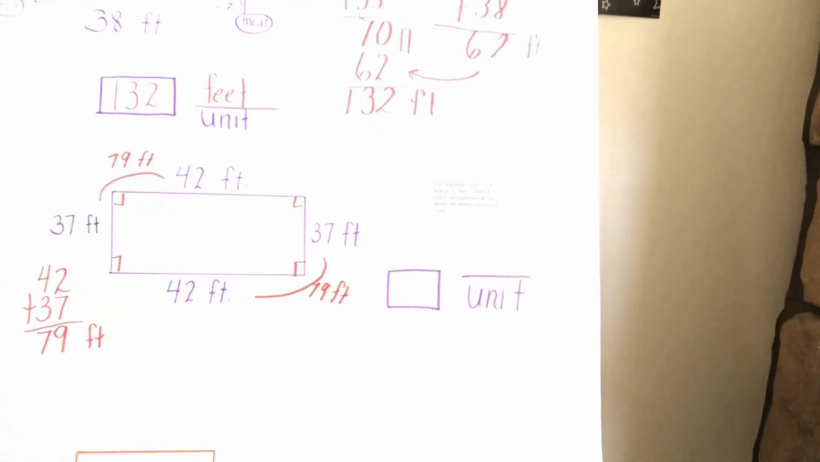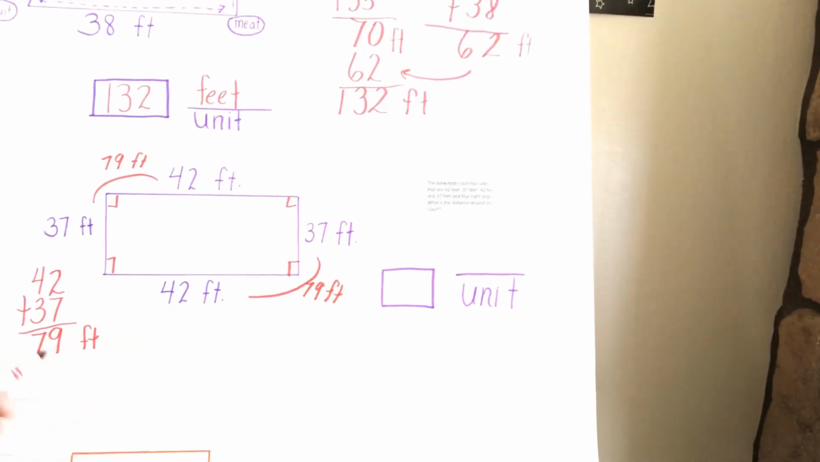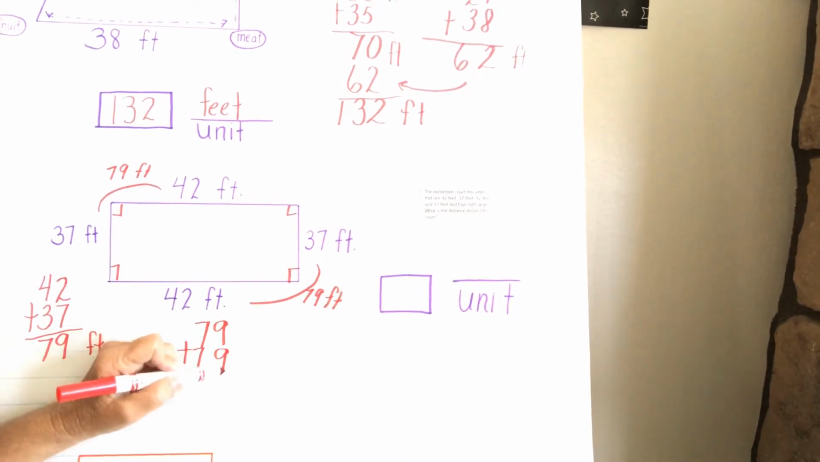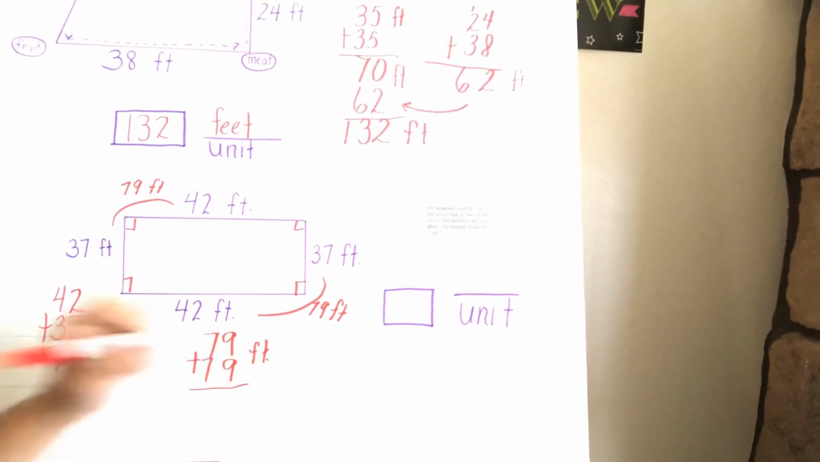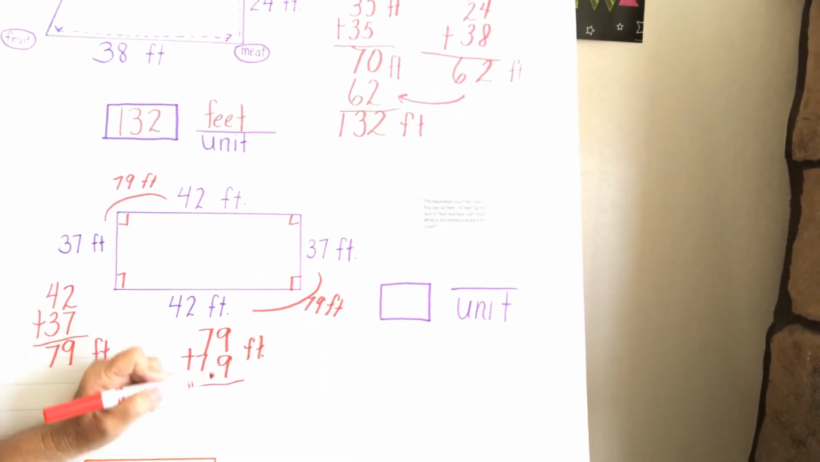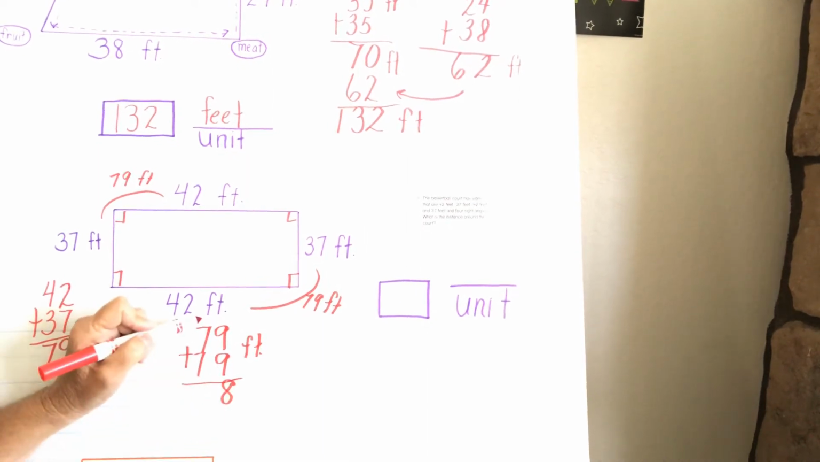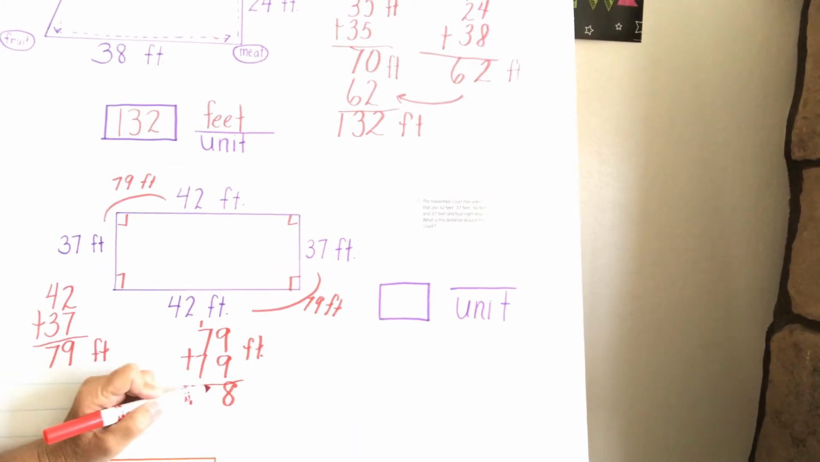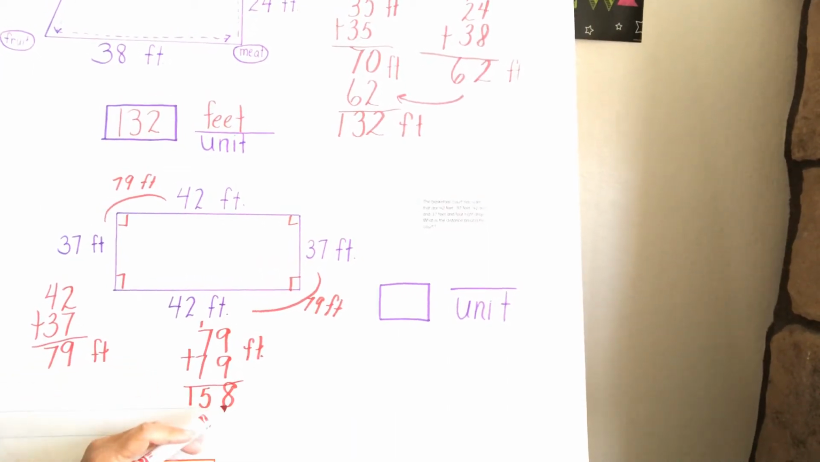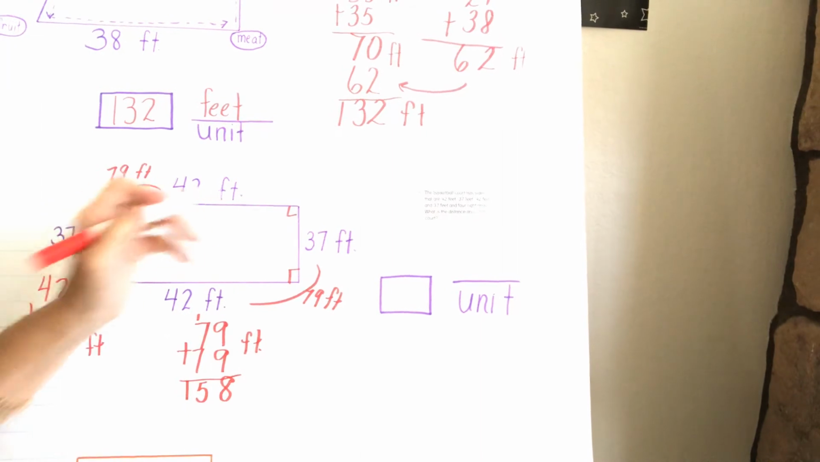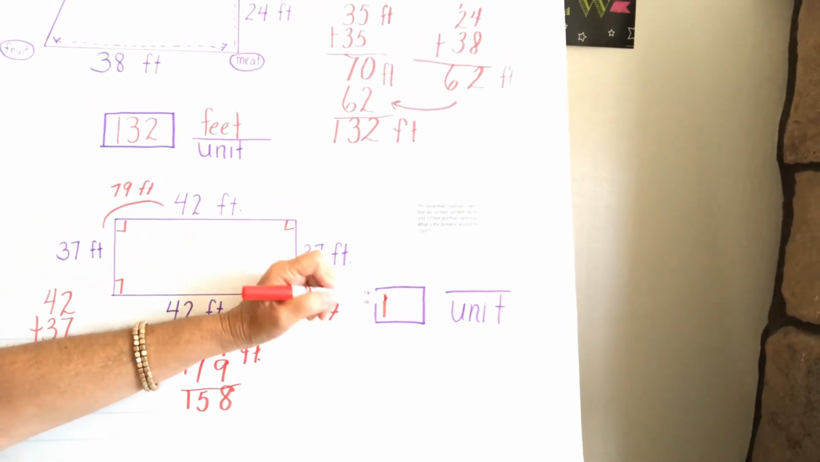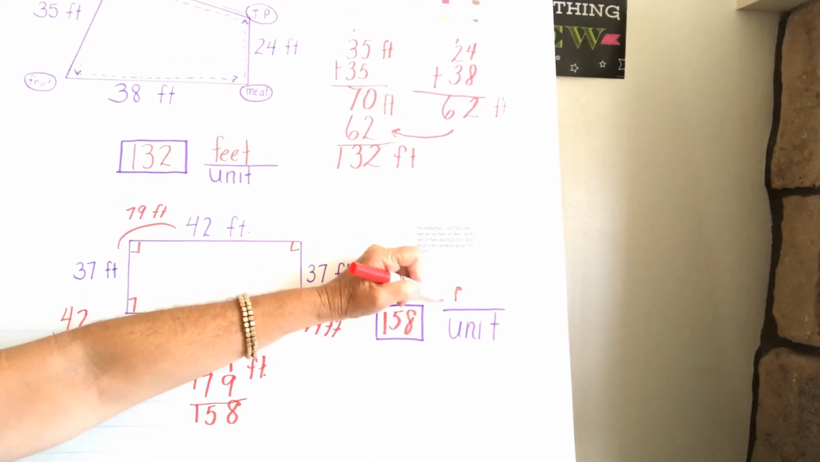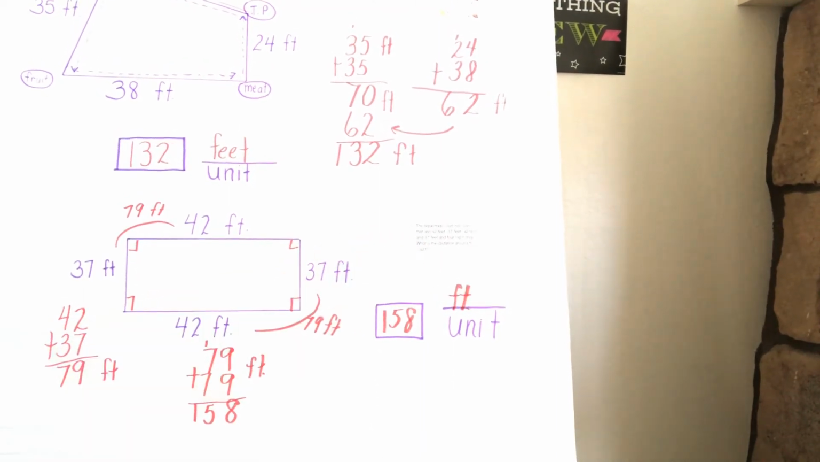Because they are the same numbers. So all I have to do now is add 79 plus 79. Of course, I'm talking about feet. So we've got 9 plus 9 is 18. 7 plus 7 is 14. And one more is 15. So I know that all around the basketball court, it is 158 feet. And that's my unit.